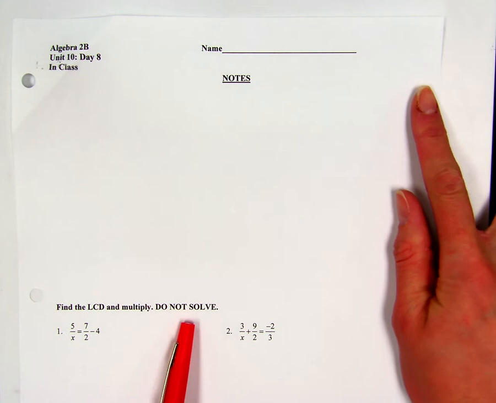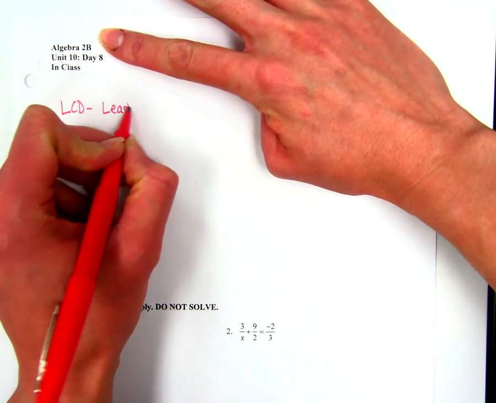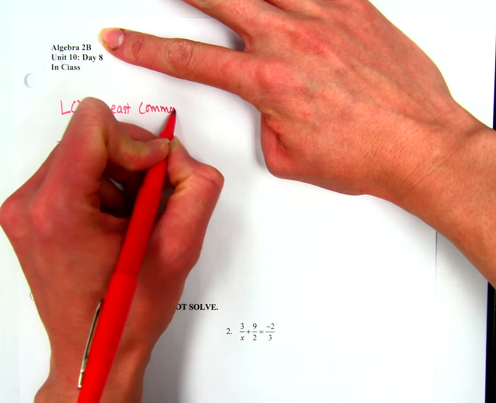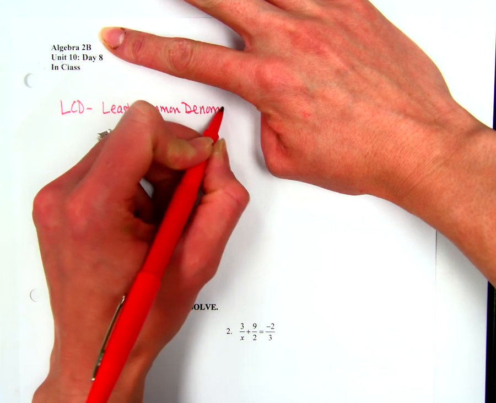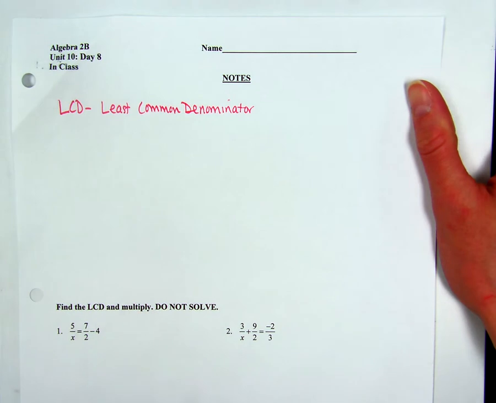do not solve. So first thing you need to know is that an LCD means least common denominator. All right, so you've probably heard of least common multiple.